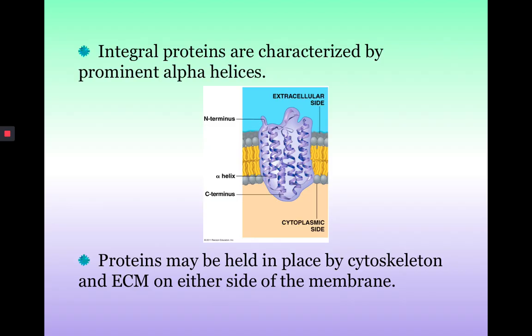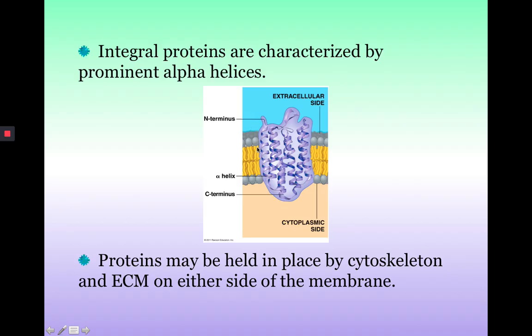Integral proteins are characterized by prominent alpha helices. Okay, so we talked about this. Again, there's a significant amount that is important about the folding of a particular protein. Make sure you recognize where the N-terminus and C-terminus are located.